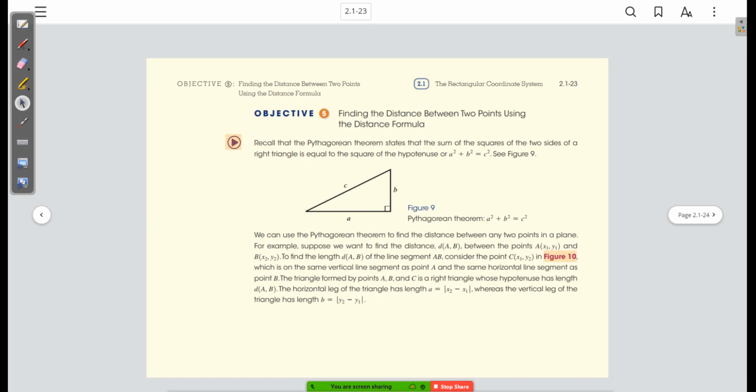Distance formula. Another formula we have to memorize would be the distance formula. Recall that the Pythagorean theorem states that the sum of the squares of the two sides of a right triangle, meaning we add them together and they are squared, a squared plus b squared, is equal to the square of the hypotenuse, or a squared plus b squared is equal to c squared.